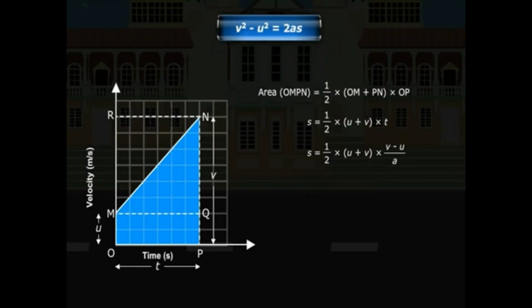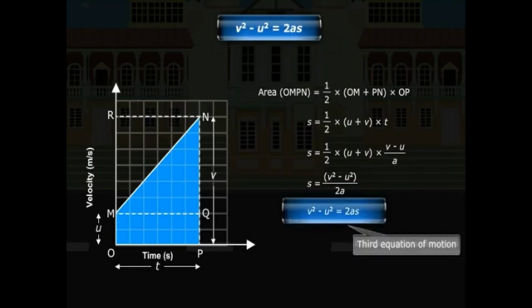Now it is simple juggling around with these variables. And we get s is v squared minus u squared by 2a, which obviously means v squared minus u squared is 2as. And you know what? This is the third equation of motion. This is also known as the position-velocity equation of a uniformly accelerating body.